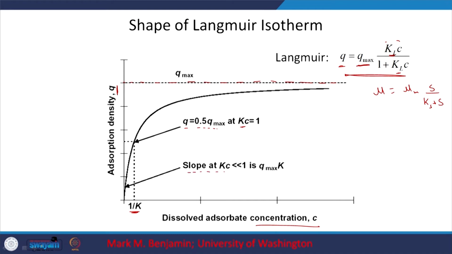And the slope when Kc is far less than 1 is Q max K, right? When Kc is far less than 1, I guess it is Q max into K. Okay, that you can see from the relevant relationship. So this is how the Langmuir isotherm is going to look, right? It's going to approach a maximum at the later stage.